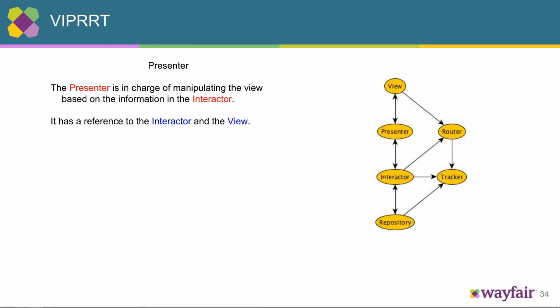The presenter is in charge of just moving things around inside of the view. What that means for us is it'll rearrange where bricks are on the screen, and that is to do with our BritKit library. It has a reference to the view so that the interactor can tell the view what to do without actually having to access the view directly.